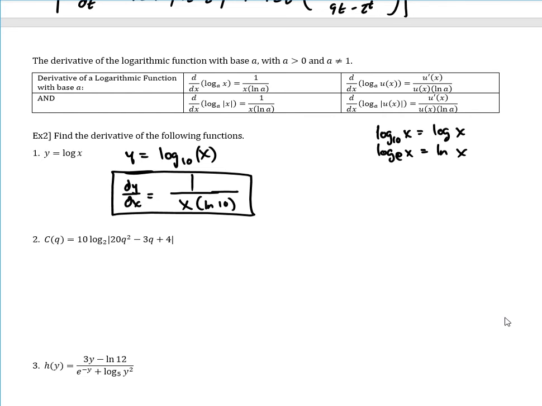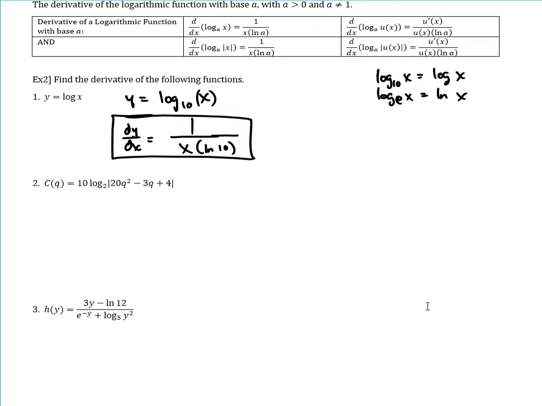Okay, so let's see some other scenarios. On this problem, we have c of q equals 10 times log base 2 of the absolute value of 20q squared minus 3q plus 4. All right, so to find this derivative, this 10 is a constant multiplier, so it would just be hanging out. So c prime of q equals 10, and then I see a log function.